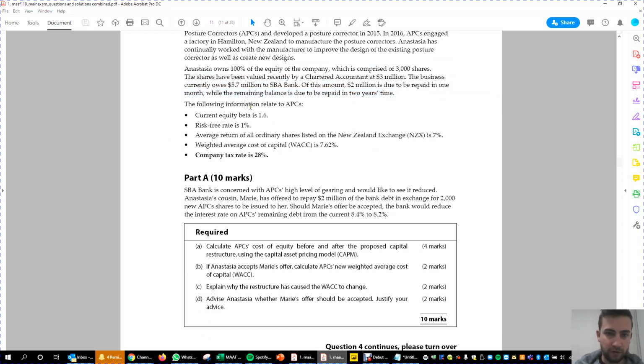So the equity beta is 1.6, risk-free rate is 1%, average rate of all ordinary shares listed on the New Zealand Stock Exchange 7%, weighted average WACC is 7.62%, company tax rate is 28%.